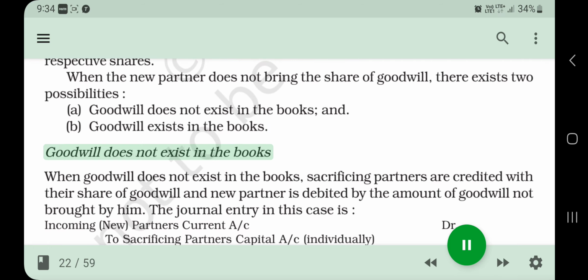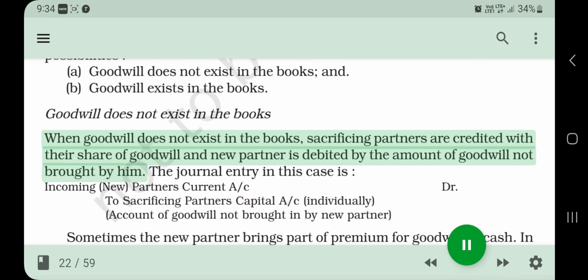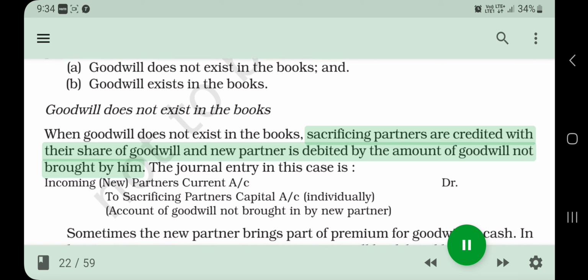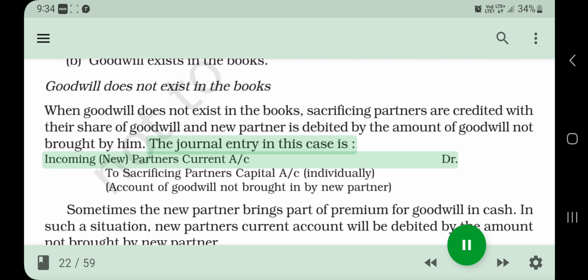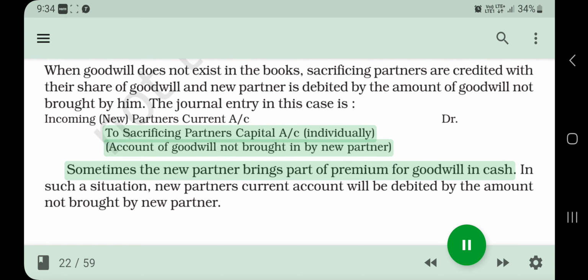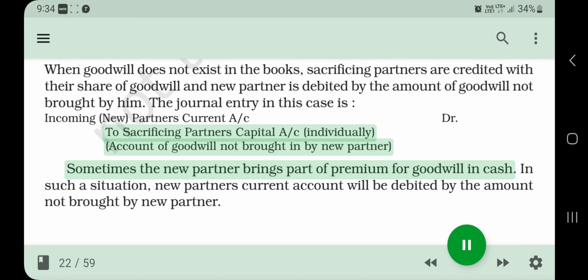Goodwill does not exist in the books. When goodwill does not exist in the books, sacrificing partners are credited with their share of goodwill and the new partner is debited by the amount of goodwill not brought by him. The journal entry in this case is: incoming new partner's current A/c Dr. To sacrificing partners' capital A/cs, individually, on account of goodwill not brought in by new partner.